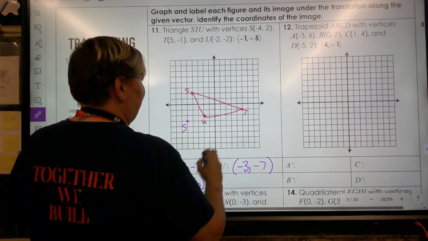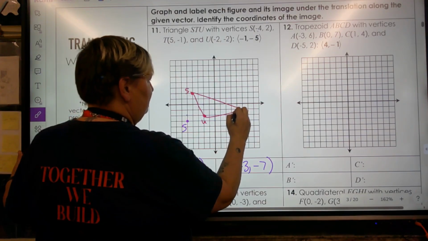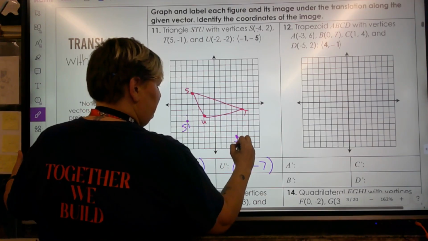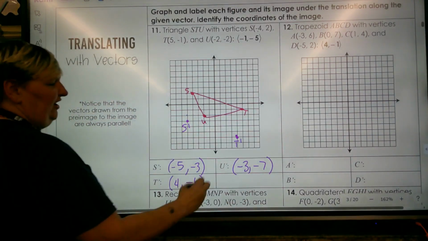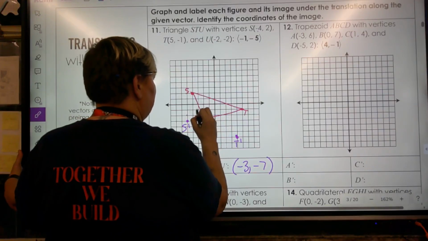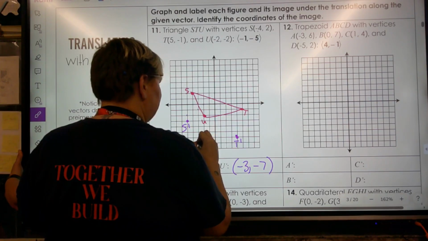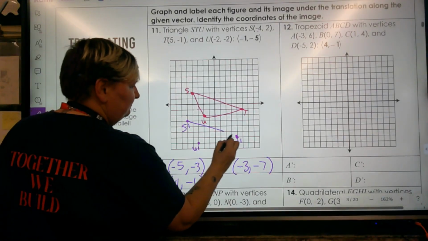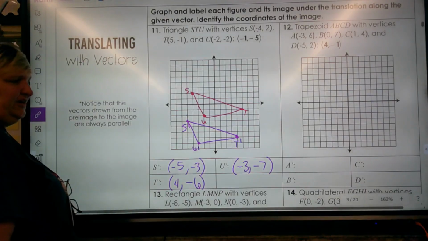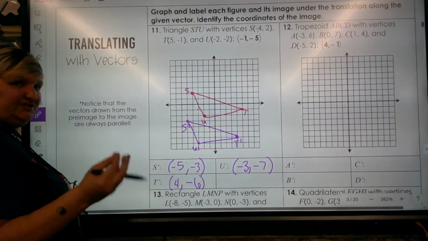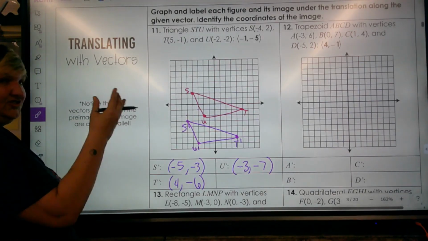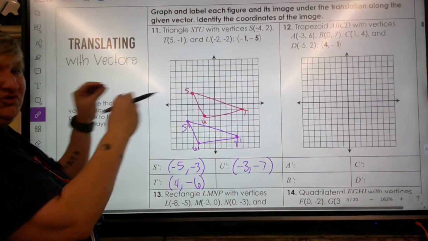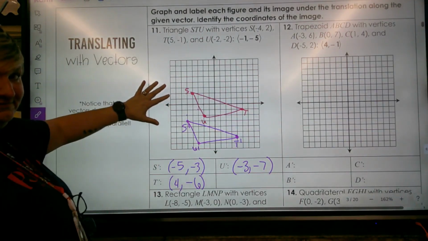T prime is 4, -6. 1, 2, 3, 4. 1, 2, 3, 4, 5, 6. This is S prime. This is T prime. U prime, -3, -7. 1, 2, 3. 1, 2, 3, 4, 5, 6, 7. U prime. I didn't change the actual shape. I didn't change its size. This is a rigid motion transformation. The shape itself is solid, rigid. I can pick it up. I can drag it left and right, up and down. That's translation.